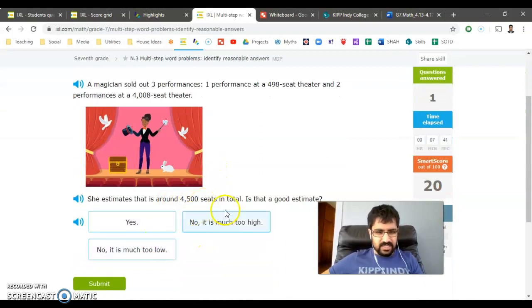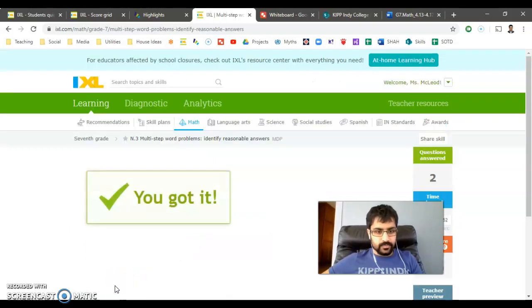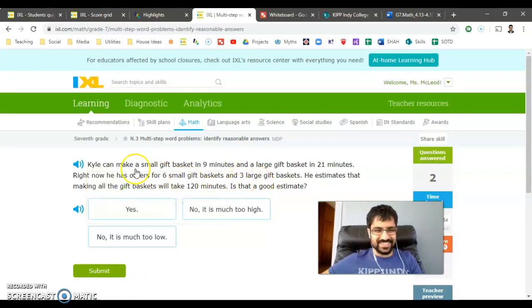So I think because the real number is a lot higher, her estimate is much too high, but it's asking about her estimate, so I would say that that's much too low. I got it. Yeah, I sure did.